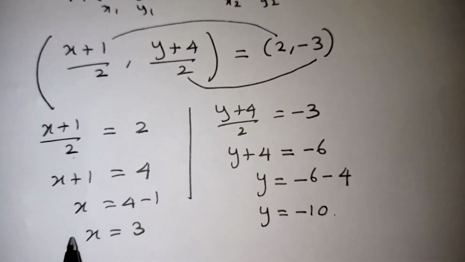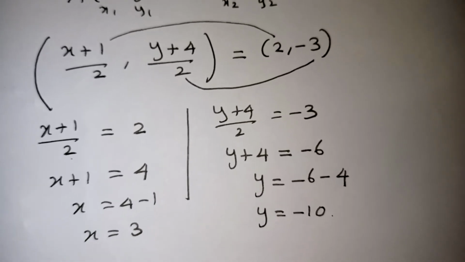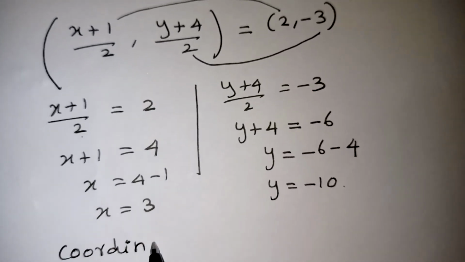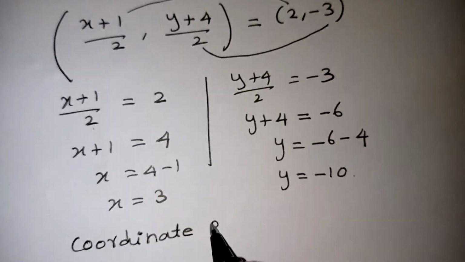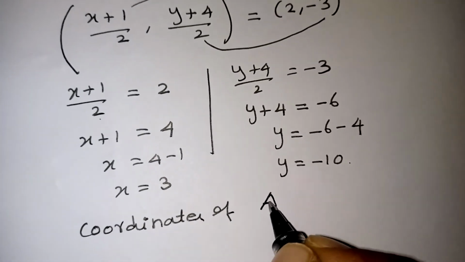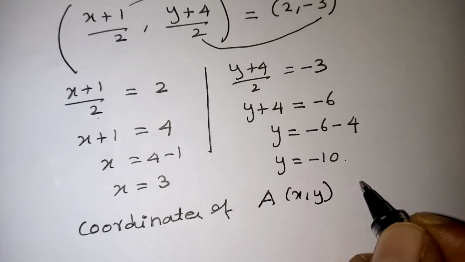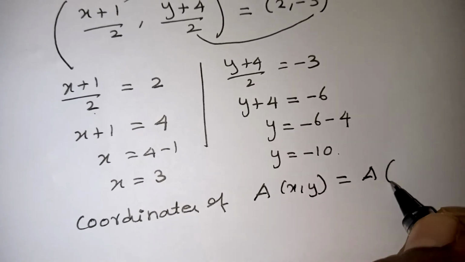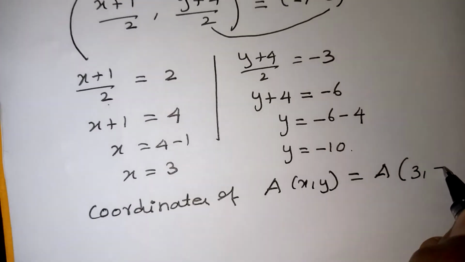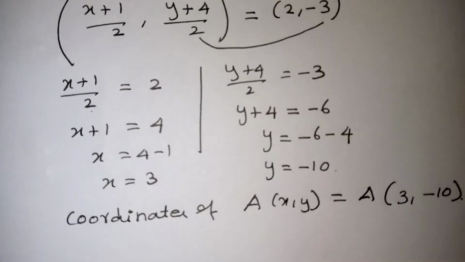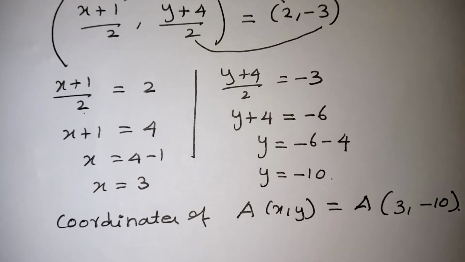So actually they asked you to find the coordinates of A, that is a point of A only they asked you to find out. So coordinates of A is nothing but x comma y we have assumed in the beginning. So A is a point, x value is 3, y value is minus 10. That is your correct answer.